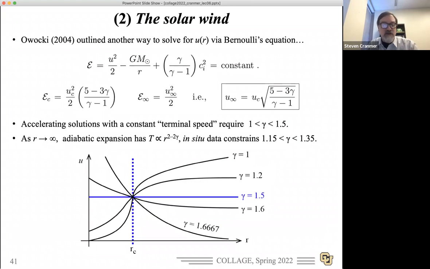Yeah, there's other ways of looking at this. In the paper that we read for this week, you can also solve Bernoulli's equation, essentially using energy balance arguments to try to understand the solar wind. And this allows you to get away a bit from the isothermal assumption, the constant temperature assumption. You can assume different adiabatic variations of temperature and density and pressure as a function of distance. And yeah, we're getting to the end here.